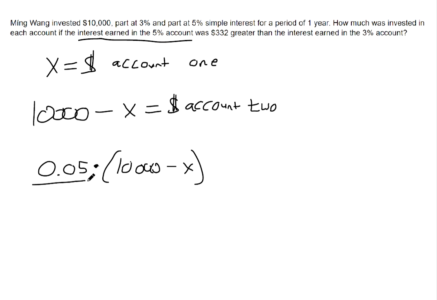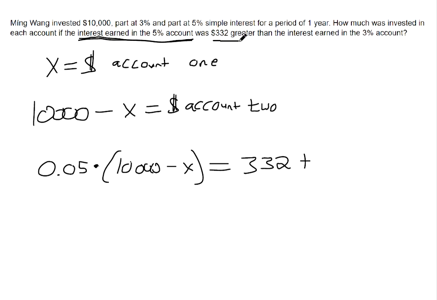Here's the percentage for the interest. Here's the amount of money that's in account 2. So this underlined sentence, we just wrote it out in math terms down here. And it says it was $332 greater than the interest earned in the 3% account. So we know how to make something $332 greater than something else. It means we add it.